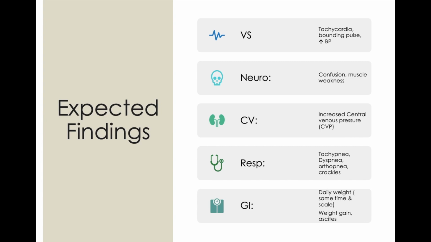And then it's going to cause tachycardia, confusion as well, muscle weakness, tachypnea, dyspnea, crackles because of the fluid overload, the weight gain, ascites, which is like the stomach looking like a big ball, because of all of that fluid overload.